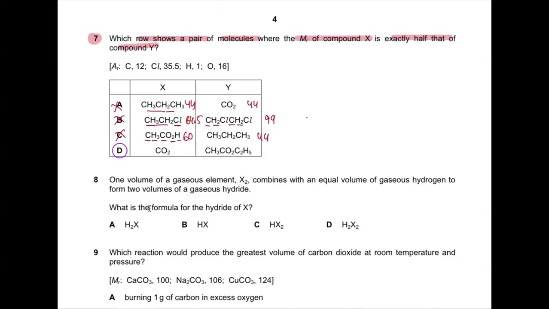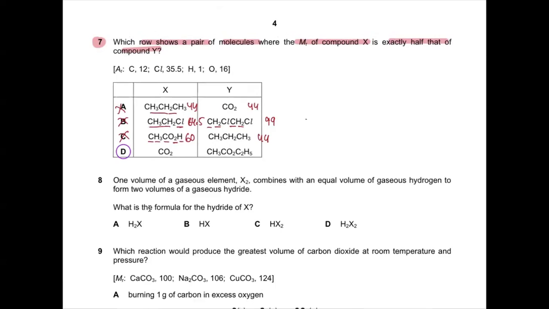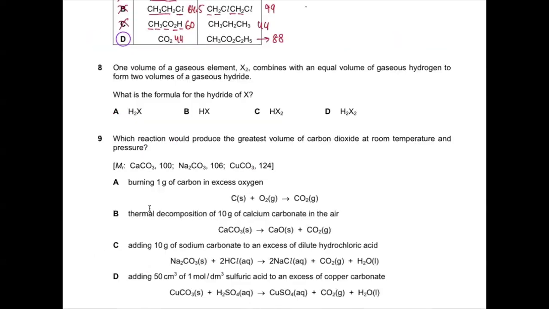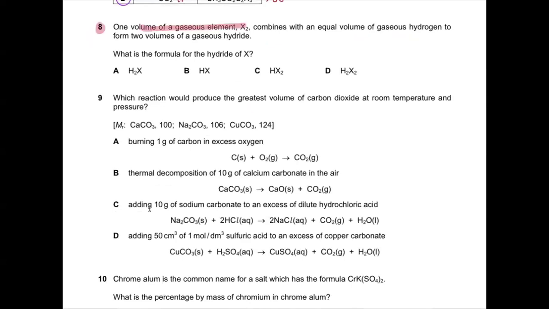So if I calculate the Mr, you are going to find its Mr is going to be 44 and the Mr of this one is going to be 88. You can check. Now, MCQ number 8. One volume of gaseous element X2 combines with an equal volume of gaseous hydrogen to form two volumes of gaseous hydride. What is the formula of the hydride of X?